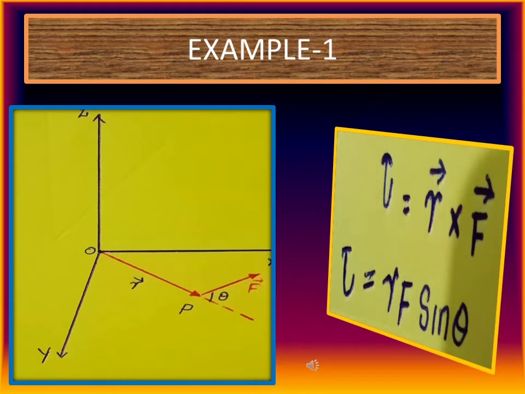Now let us see some examples related to vector product. Example number 1. Suppose a force vector F acts on a particle P whose position vector is vector R with respect to the origin O. Then the torque acting on the particle about the origin is defined as the vector product of vector R and vector F. As shown in the figure, vector tau equals vector R cross vector F. Its scalar magnitude is tau equals RF sin theta, where theta is the angle between vector R and vector F, and it is along a direction perpendicular to the plane containing vector R and vector F.